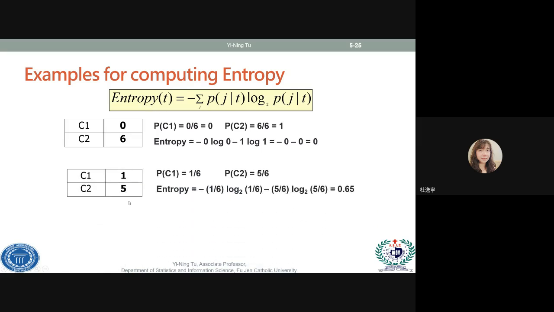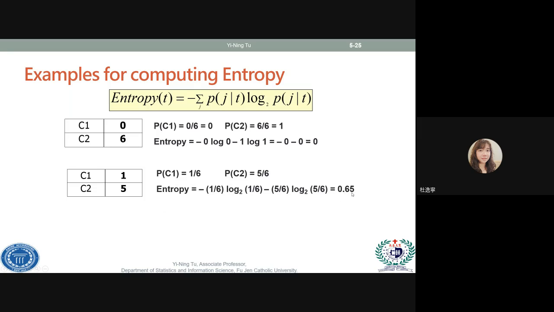And we will see the second one. The second one is C1 is 1 and C2 will be 5. So consider the probability here. So first is 1 divided by 6 multiplied by log 2, 1 divided by 6. So this part will be first, and the other part will be second. So finally, the result will become 0.65.